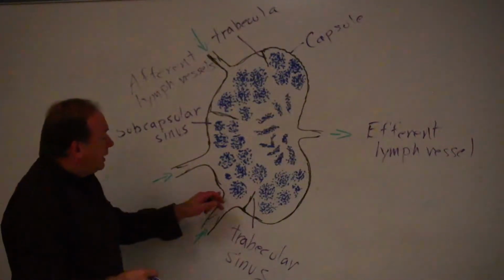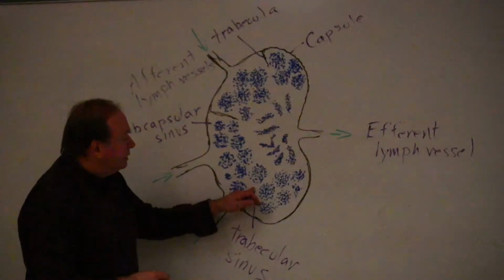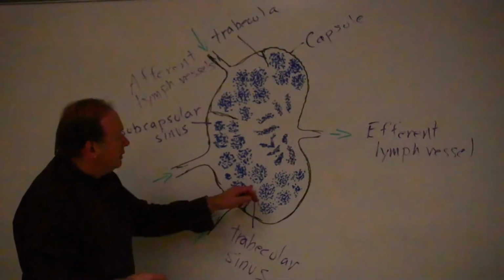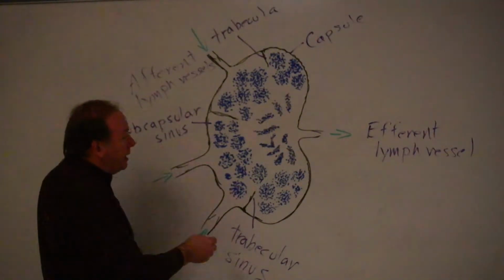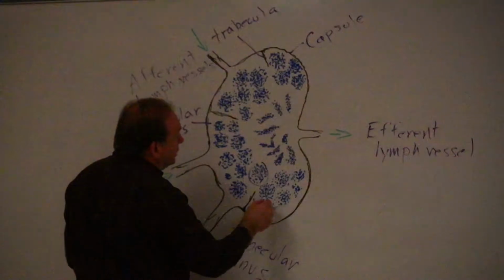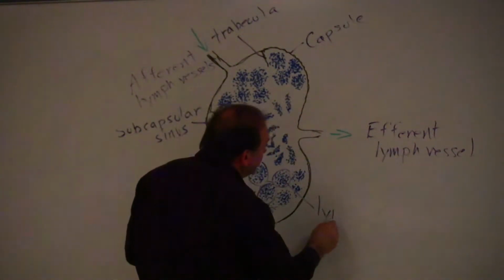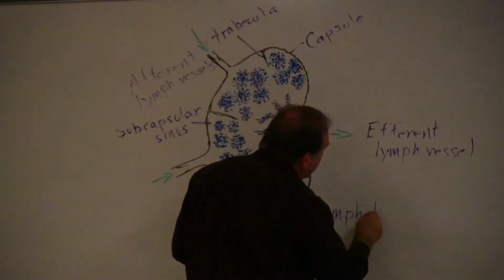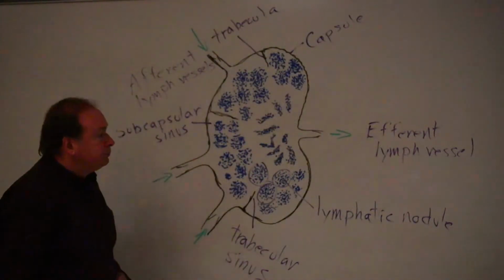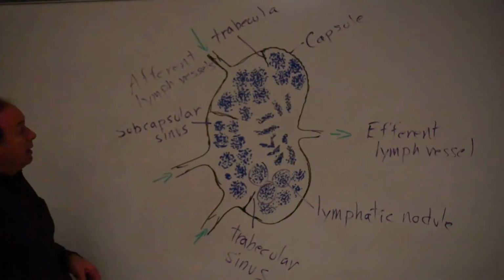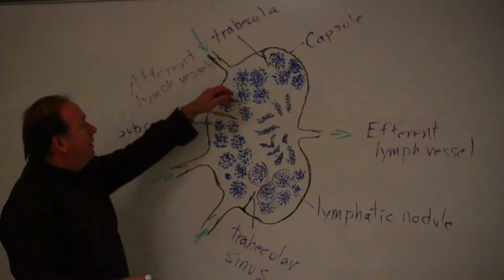So the fluid moves in, fills this space, the subcapsular sinus, makes inroads into the structure along the trabecular sinus, and then is found in this region populated by a number of lymphatic nodules. So there's a lymphatic nodule, there's a lymphatic nodule, so there's lots of lymphatic nodules in here. And they are located in a zone near the afferent lymph vessels.